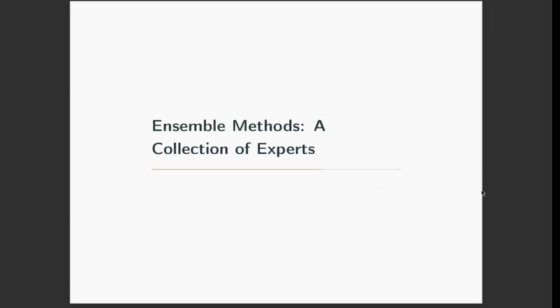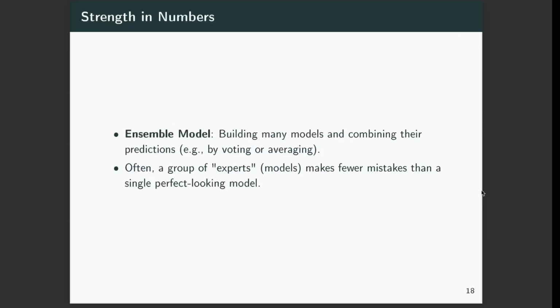Ensemble methods, a collection of experts. We now move to ensemble methods, which represent one of the most practically important ideas in all of machine learning. The fundamental insight of ensemble methods is that a collection of models working together will typically make better predictions than any single model working alone. An ensemble model is built by training many individual models and then combining their predictions, either by voting, in the case of classification, where the class predicted by the majority of models wins, or by averaging, in the case of regression, where the final prediction is the mean of all individual model predictions.